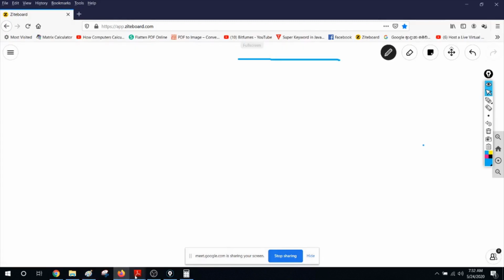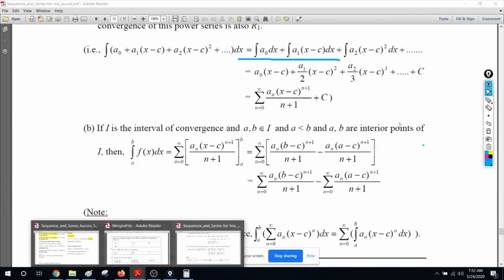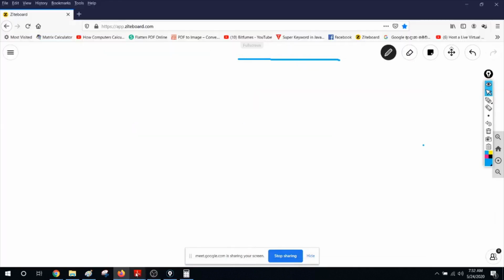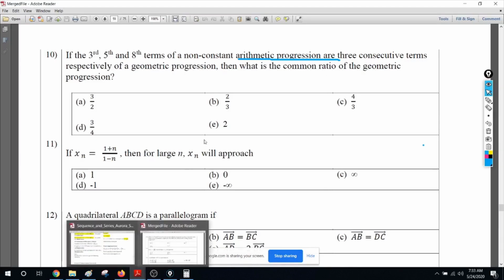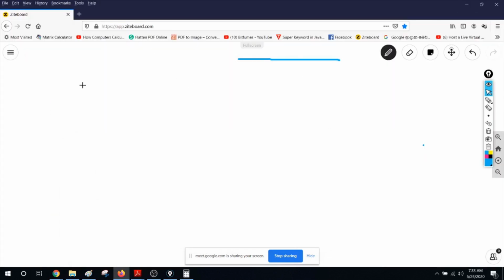Right. So the question says, for third, fifth, and eighth of an arithmetic progression. If it is an arithmetic progression, it's something like this. Let's say A1, A2, A3, A4, A5, A6, A7, A8.